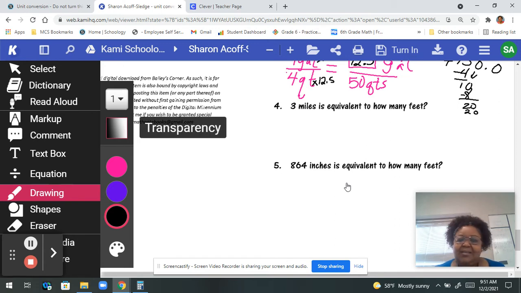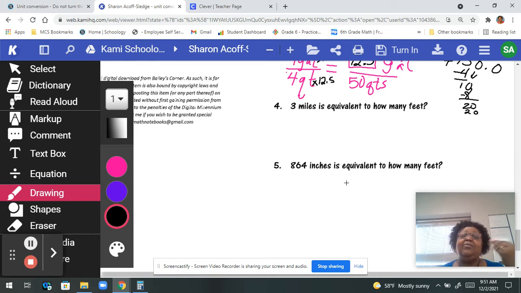Okay, 3 miles is equivalent to how many feet? Remember I told you to write down that 5,280 feet? If you hadn't done that, you would have had to convert the yards to feet. And I never remember the yards. What I remember is 5,280.